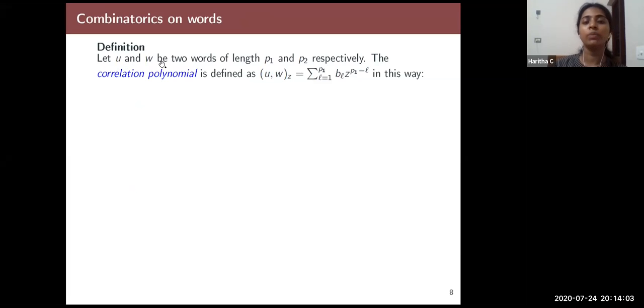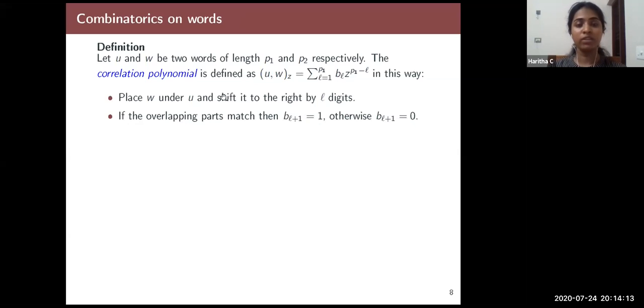Let's say you start with two words of length p1 and p2. Then the correlation polynomial is a polynomial with coefficients either 0 or 1, which is defined in the following way. You place W under U and shift it to the right by l digits. Then you look at the overlapping parts, and if they match, then b_{l+1} is 1, otherwise it's 0.